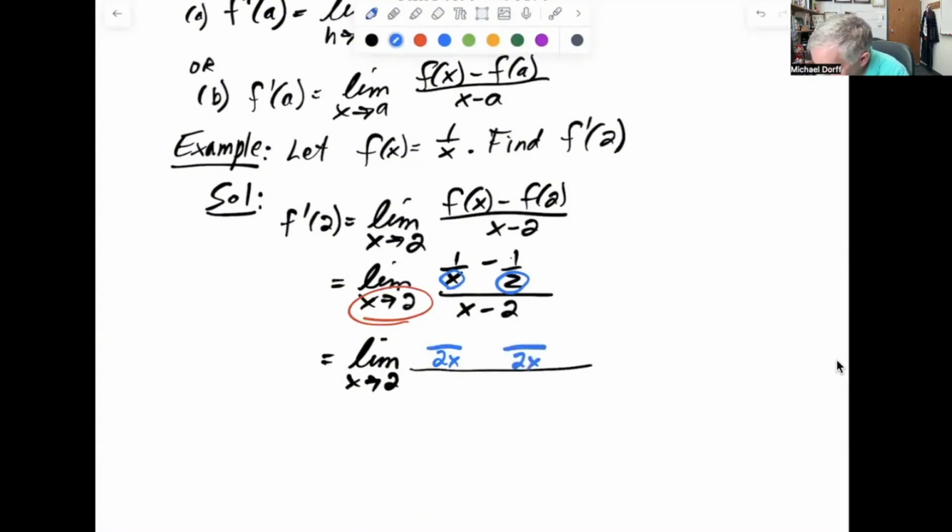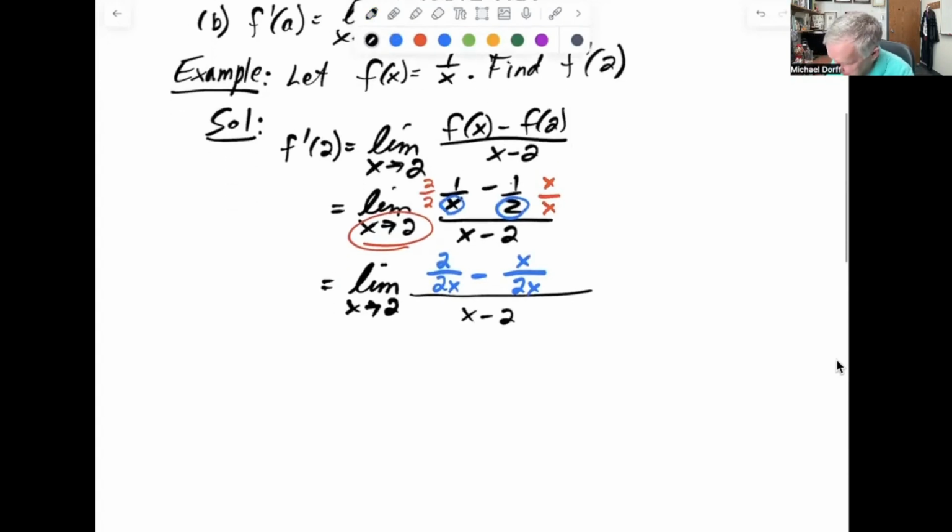And I ask myself, what do I need to multiply 1 over x by to get a 2x in the denominator? Well, I'm going to multiply it by 2 over 2. So I should have a 2 over 2x in the first one. And then what do I need to multiply my second fraction on the top, that 1 over 2, by to get a 2x in the denominator? That's going to be x over x. And so in the second fraction, I'm going to have an x over 2x. And I'm going to rewrite my x minus 2 in the whole denominator there.